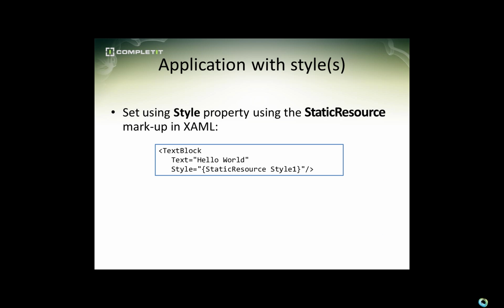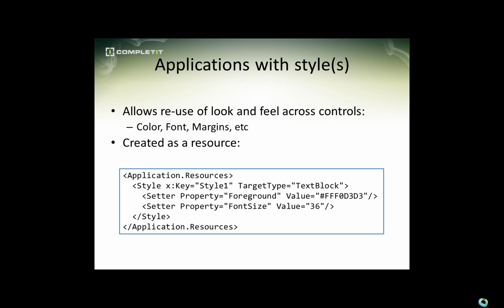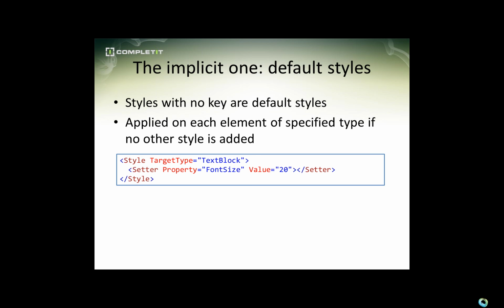So then when I want to apply a style, I simply refer to that style using the static resource markup extension, and then referring to the name, which is style1, which was the key that was used in this particular style definition. And then there's also a default style, also known as the implicit style. So default style basically omits the key for the style, only specifying a target type, and that means that that style is going to be applied whenever no other style is going to be applied on that particular target type.